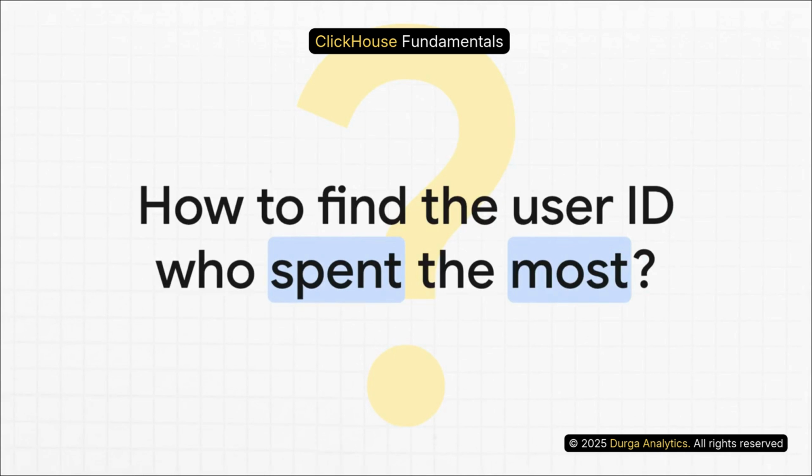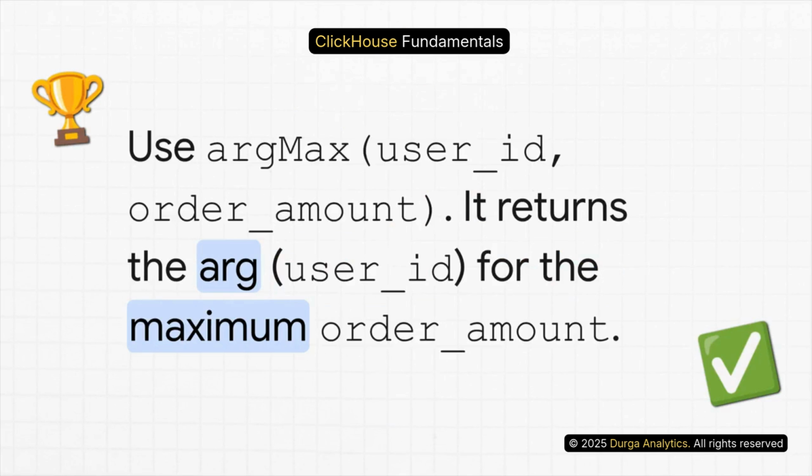So, think about this for a second. It's a super common business question. Which user made our single biggest purchase? In standard SQL, you'd probably be wrestling with subqueries or window functions. It can get complicated and slow, right? Well, in ClickHouse, the answer is just beautiful. It's one function, argMax. You just tell it two things. First, the thing you want to find, in this case, the user ID. And second, the thing you want to maximize, which is the order amount. Boom. It finds the max order amount and returns the corresponding user ID.